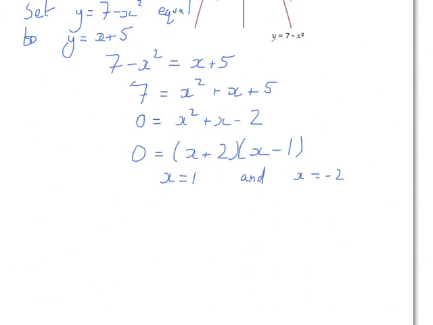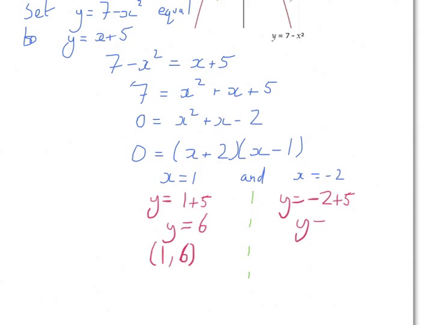Now we may want to find the coordinates for these points to help us later on. We know the x part is 1, so to find the y part we need to substitute our x values into y equals x plus 5. So y equals 1 plus 5, which is equal to 6. So one of the solutions is 1, 6 where the curve and the line cross, and the other one is going to be y equals minus 2 plus 5, which is equal to 3. So the other value where they cross is minus 2, 3.